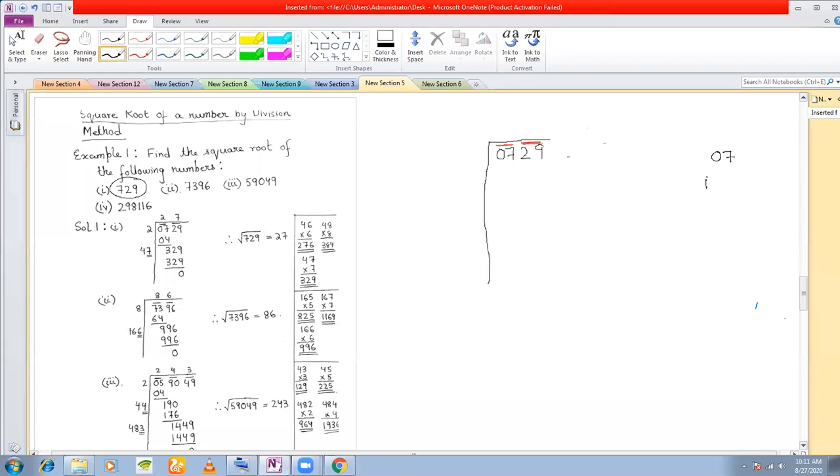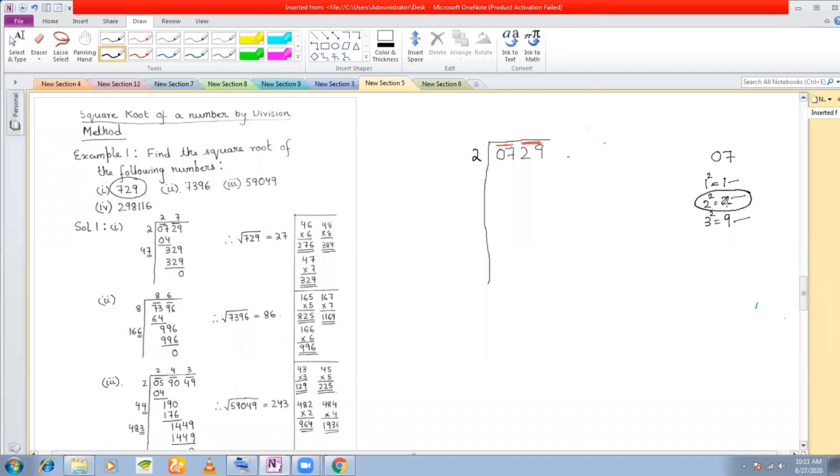Now tell me, 1 square is 1, 2 square is 4, 3 square is 9, right? Now see, 1 is less than 7, 2 square is less than 7, but 9 is greater than 7. So you will take a perfect square that is just less than 7. Okay, so this is 2. So how is 2 square 4? Yes, 2 square will be 4.